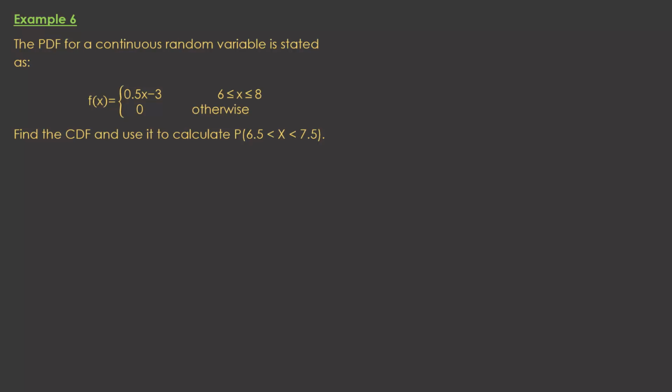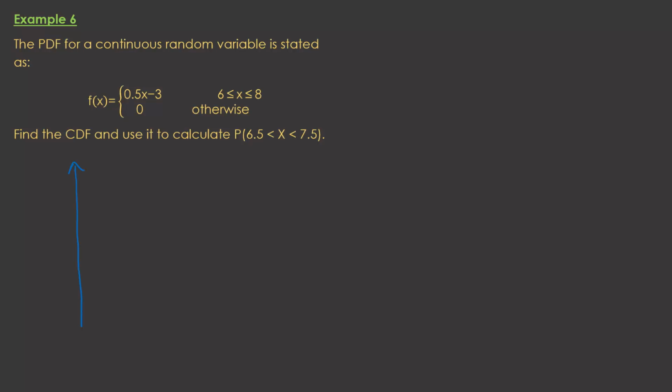The PDF for a continuous random variable is stated as f of x is 0.5x take away 3 for x between 6 and 8, and 0 otherwise. We want to find the CDF and use it to calculate the probability that x is between 6.5 and 7.5. Okay, so let's get a picture of what this looks like.